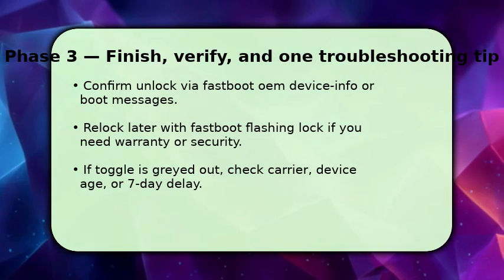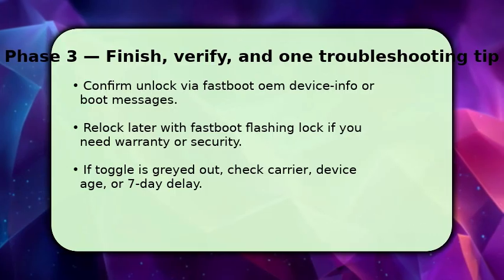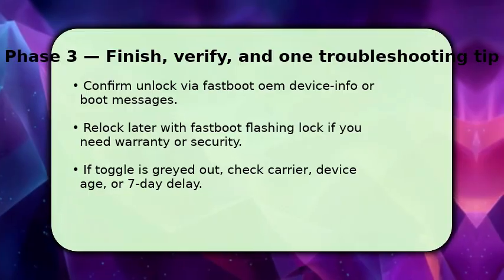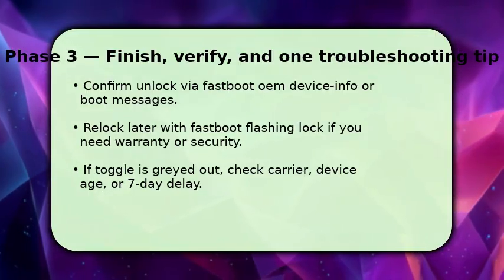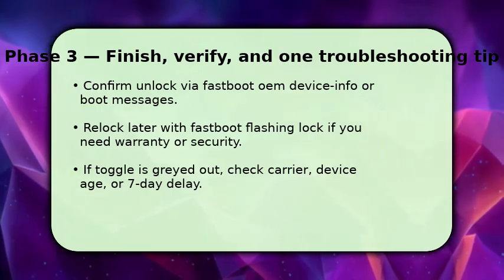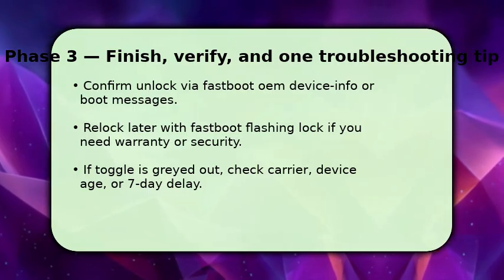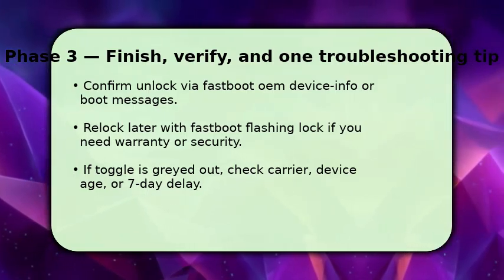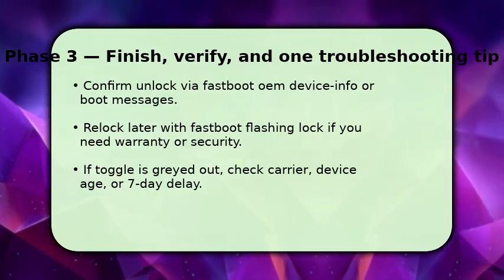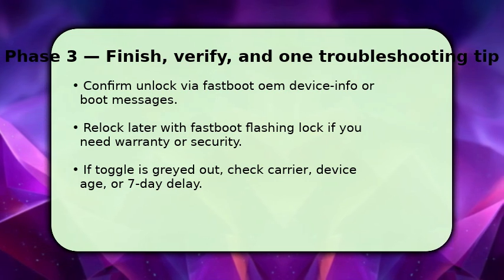Finish by verifying success. After the unlock command completes, use fastboot oem device-info or watch the bootloader messages to confirm the unlock state. Reboot and restore your backup. If you prefer, you can relock with fastboot flashing lock, but relocking may require a factory reset and can trip warranty protections. If the OEM unlock toggle stays grayed out, check whether your carrier or bootloader policy blocks it, whether there is a 7-day waiting period, or if a security patch has disabled unlocking.